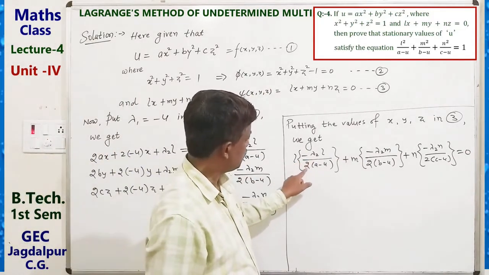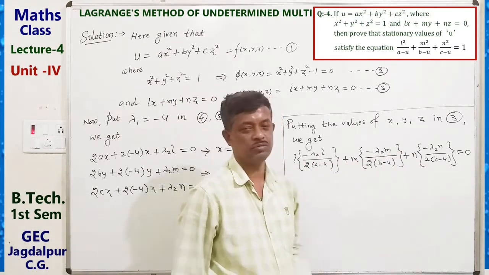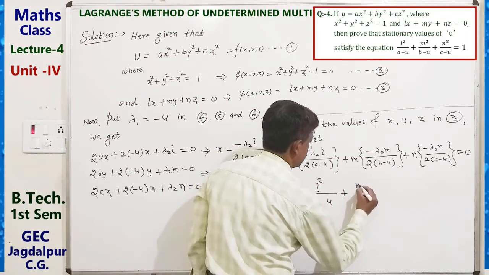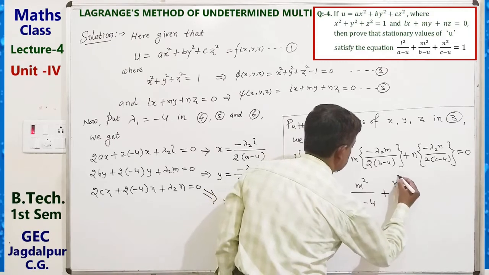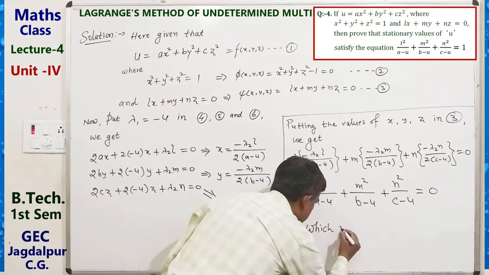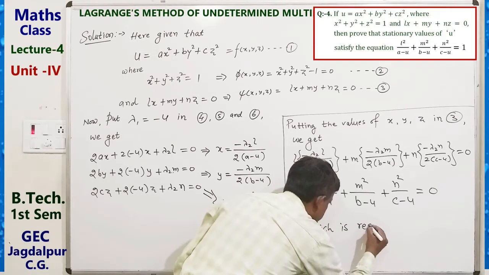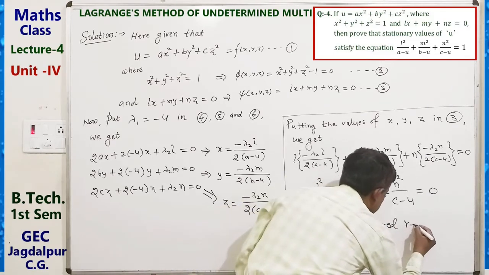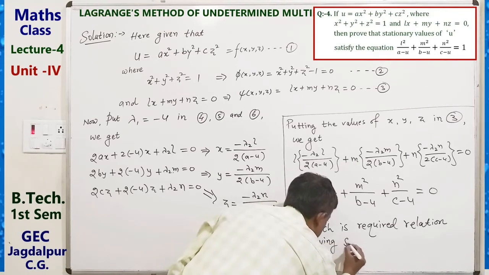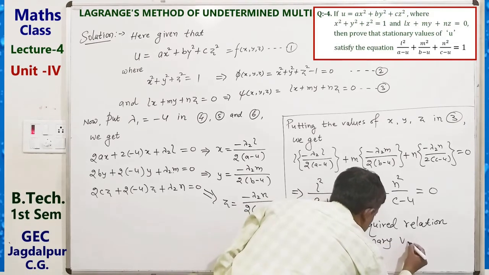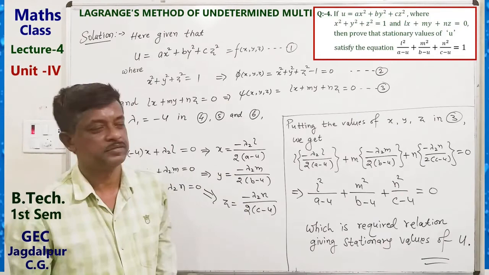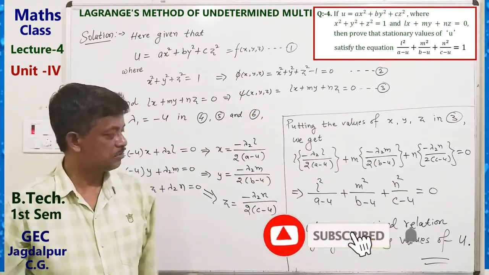So here minus lambda 2 by 2 is common and can be cancelled out. So we get what? L square upon a minus u plus m square upon b minus u plus n square upon c minus u equals to 0, which is the required relation giving the stationary values of u. Okay, so this is the required relation which gives stationary values of u.